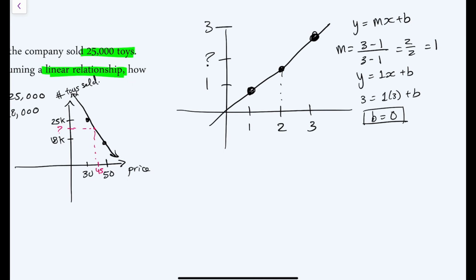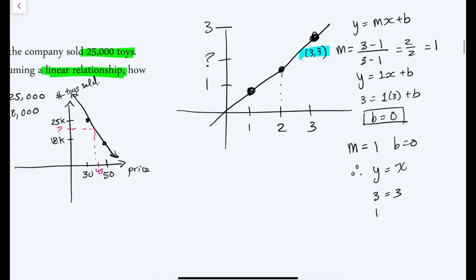If this is a little confusing for you, please check out previous videos. So m is equal to 1, b is equal to 0. Therefore, our equation is y equals x, just 1x. This makes sense. If I plug the point 3, 3 into my equation, I get 3 is equal to 3, which is true. That's how we know the line passes through the point. If we chose 1, 1, same idea: 1 is equal to 1.